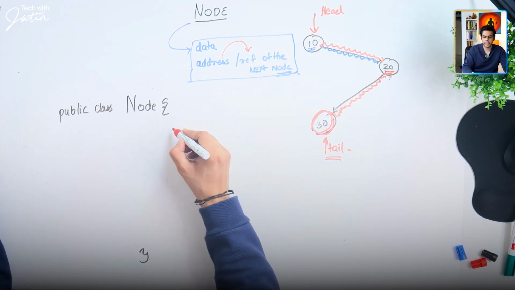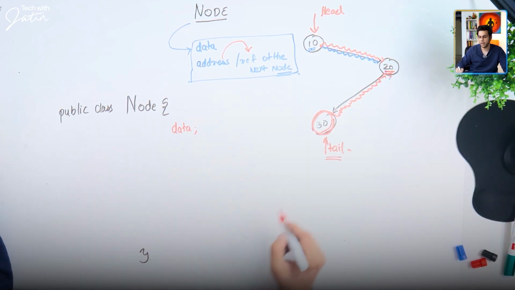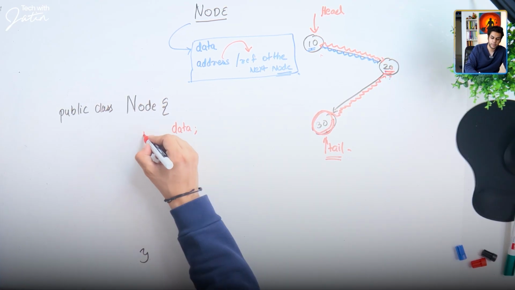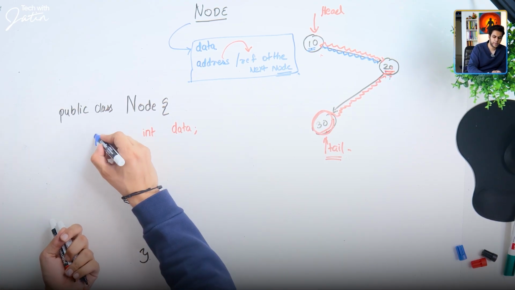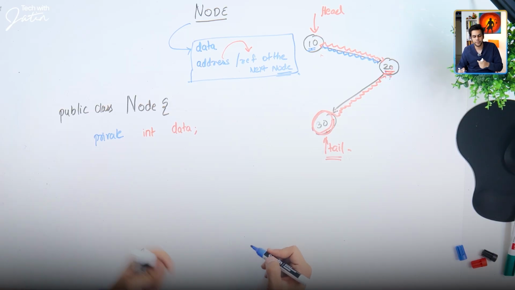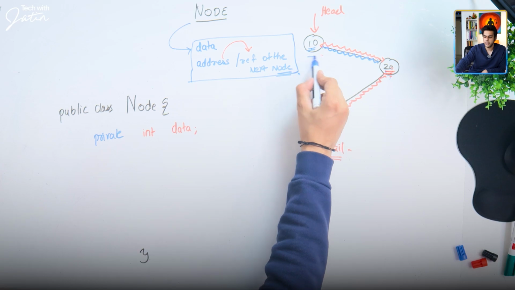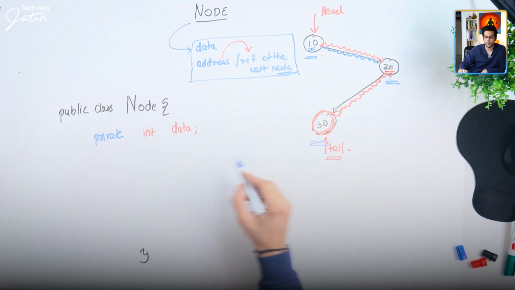Over here, first you say that you're going to have data. 10, 20, 30. What type of data types? They are integer. So private int data. Perfect. Now, the address to the next node. This is a node type of data. This is a node type of data. This is a node type of data.